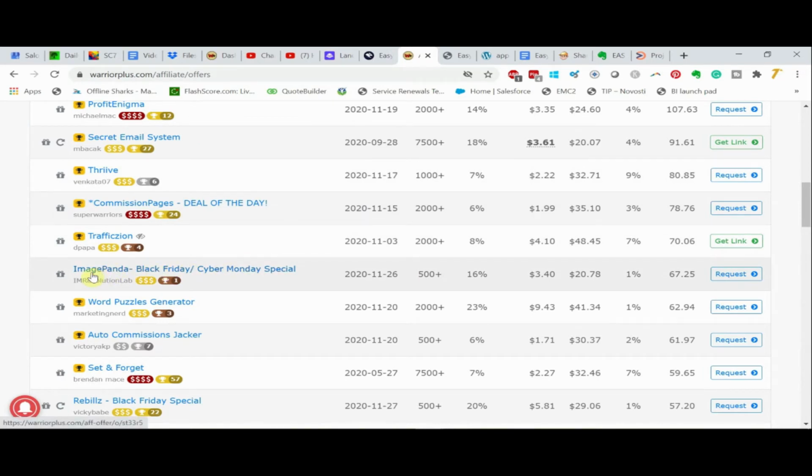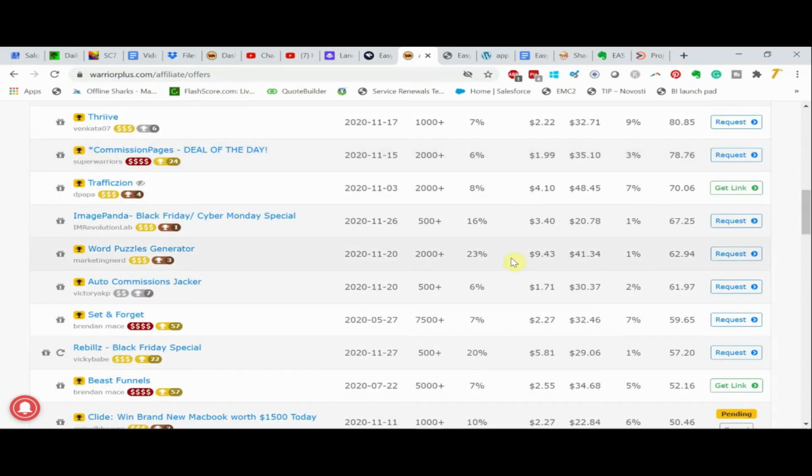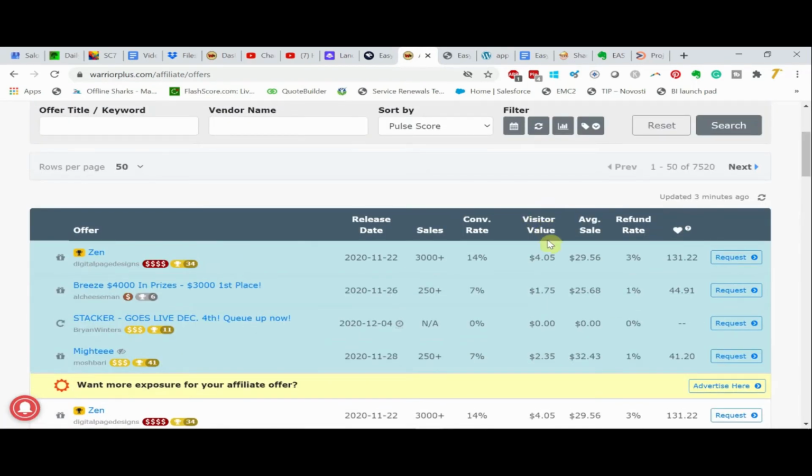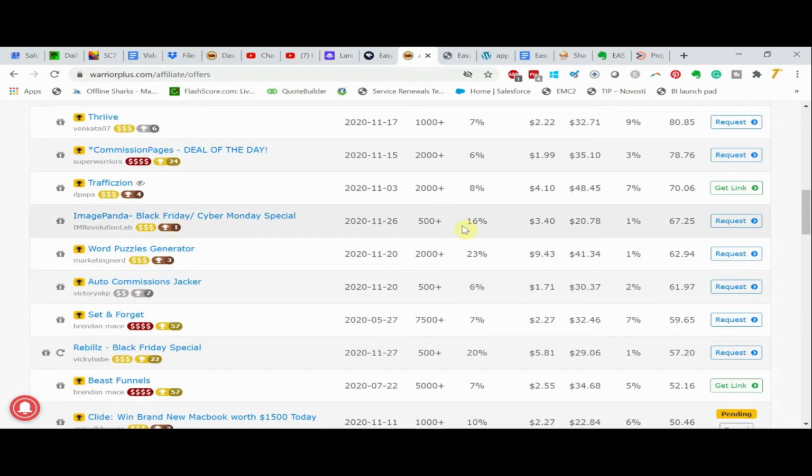Okay, so here we have a product, the Image Panda. It has sold more than 500 items. Conversion rate is 16%, which is really good. And the next thing you want to look at is the EPC, and that's the estimated value per click. That means how much is a click to their sales page worth in dollars. And you want to make sure that the value for EPC is above $2. So here you go, here's the visitor value, that's actually the EPC, and for Image Panda it's $3.4, which is good.